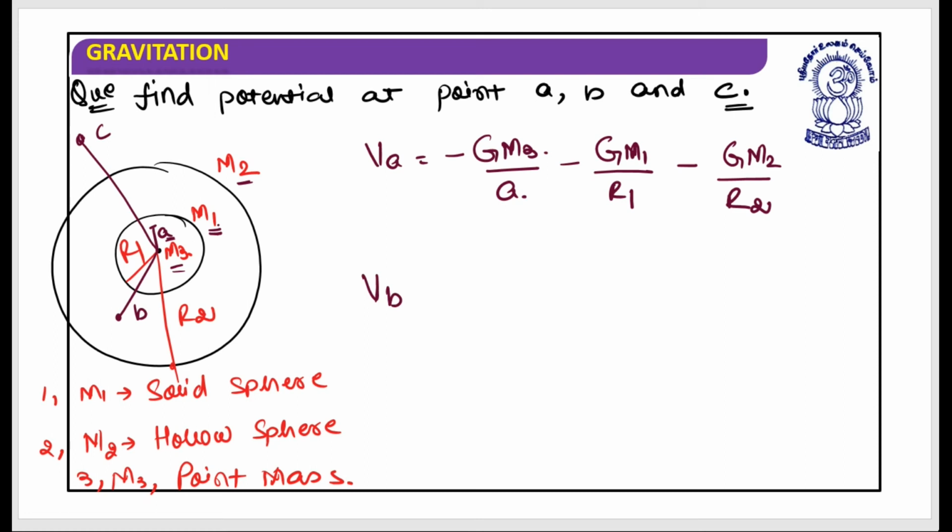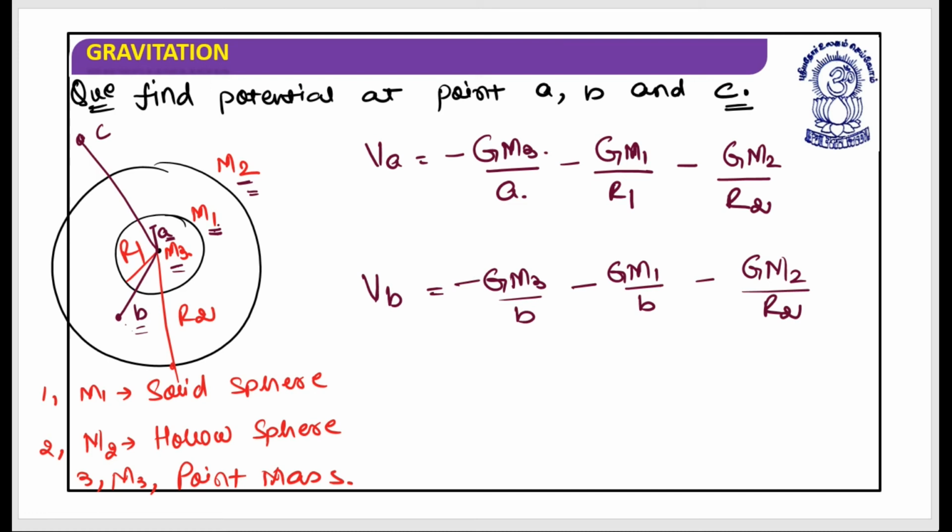Now let's write down the potential at point B. This is mass M3, this is point B. This is equal to minus of G M3 by B. For M1, this is B, it's minus of G M1 divided by B. And for mass M2, this point is lying within the sphere, so this will be written as minus of G M2 divided by R2. I hope this is clear. Is it clear?